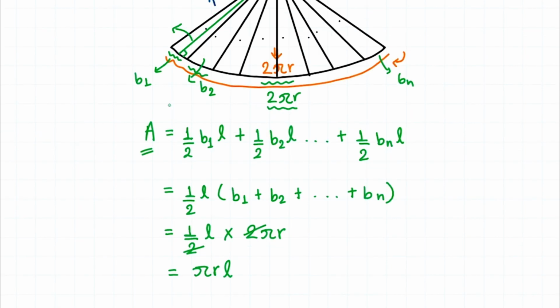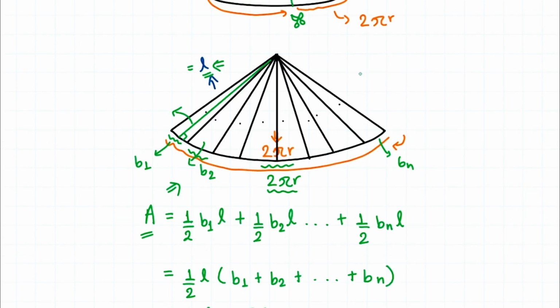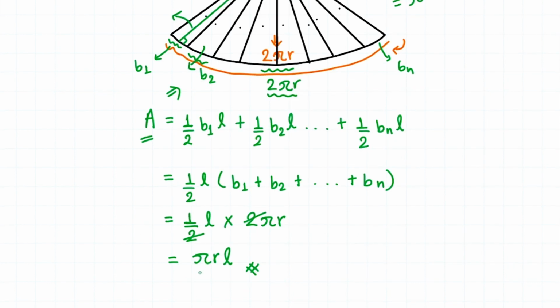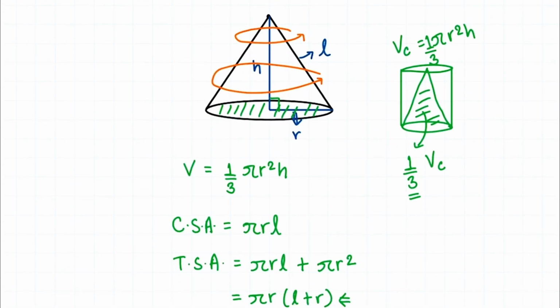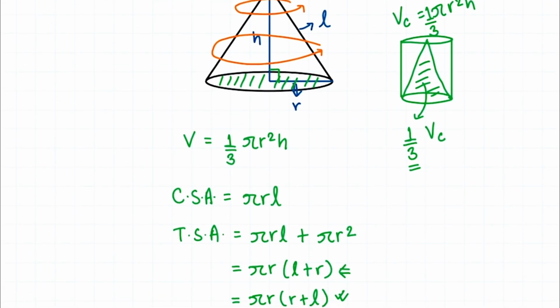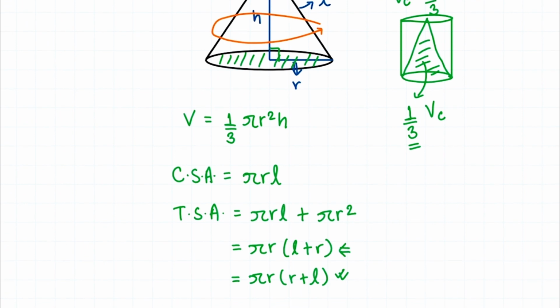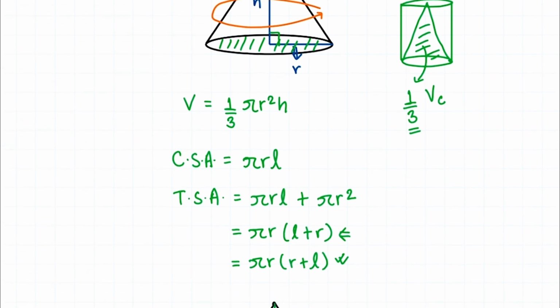So the area of our figure up here is pi r L, right? And we know that this figure right here is the curved surface part of our cone. So the curved surface area of our cone is pi r L. We got that down here, right? So in this way, the curved surface area of a cone is pi r L. And done. So the volume of a cone is 1 by 3 pi r square h. The curved surface area is pi r L, and the total surface area is pi r bracket r plus L.